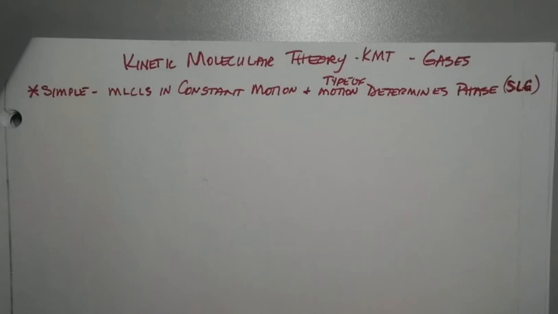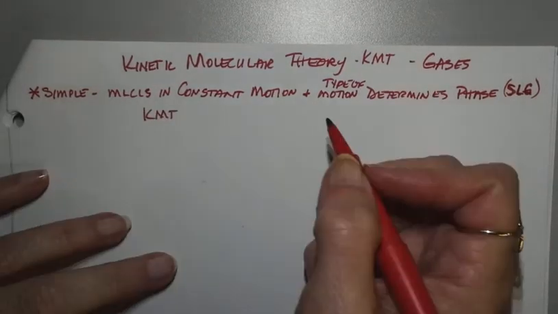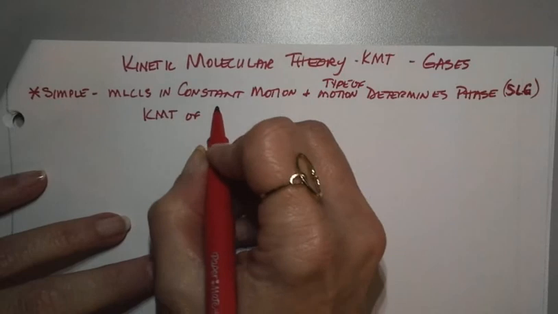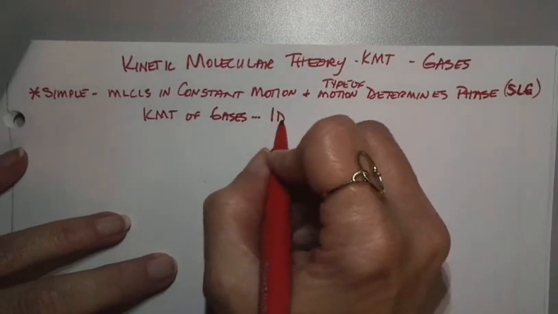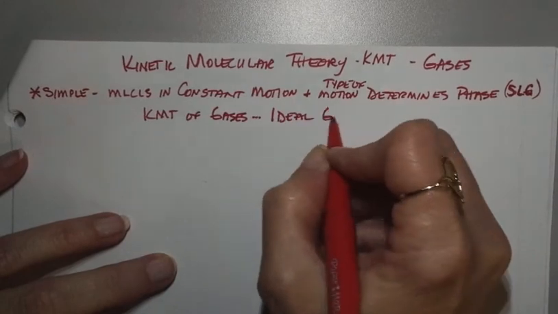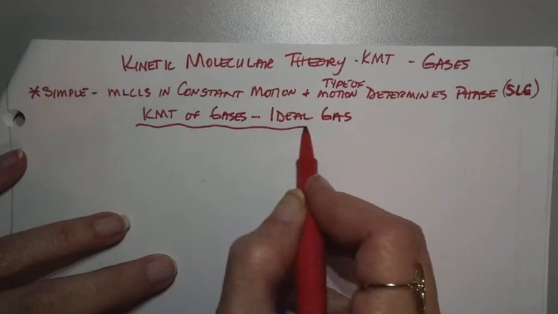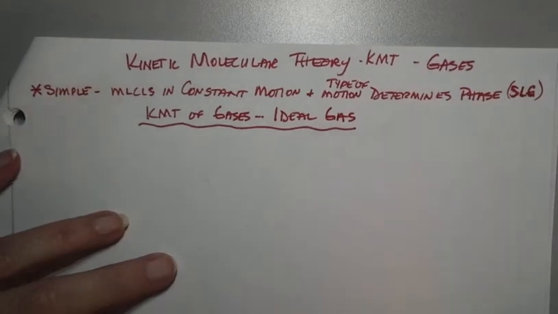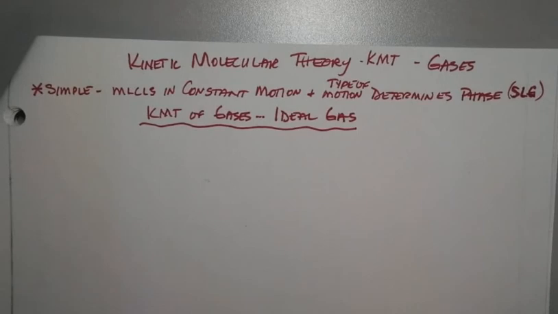Now, what we're going to focus on here is the kinetic molecular theory, KMT, of gases, and in particular, ideal gases. An ideal gas basically follows all of the rules that we're about to go over. If it's an ideal gas, it follows the rules, and our calculations are much, much easier. If it's not an ideal gas, life is bad, and we don't want to talk about it.